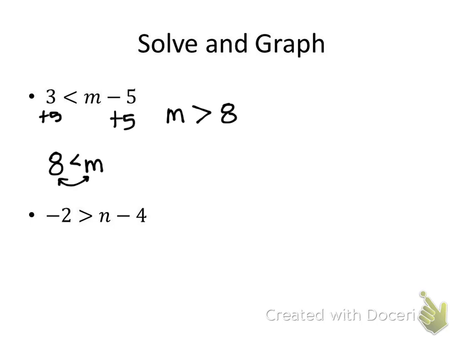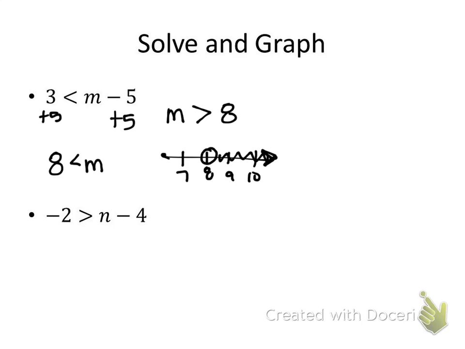See how we flipped the order of these right here? I flipped my sign too. So I know m is greater than 8. Okay, so let's graph this. I have an open circle because it's just greater than, and then I'm going to shade the way that all the numbers are going larger than 8.